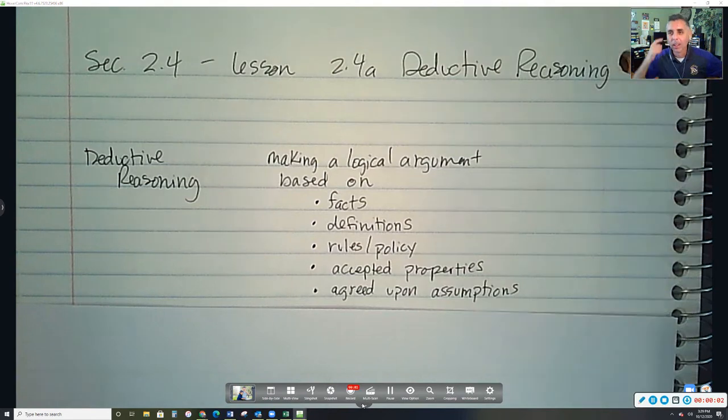Hey everyone, we do have some notes today, but it's only one page, not the usual 2 pages that I have up. So here's deductive reasoning, and this one goes hand in hand with inductive reasoning. Deductive reasoning is when you make a logical argument, or come up with a conclusion based on the following.